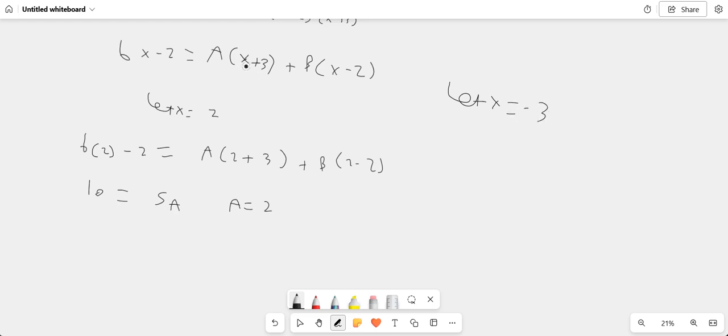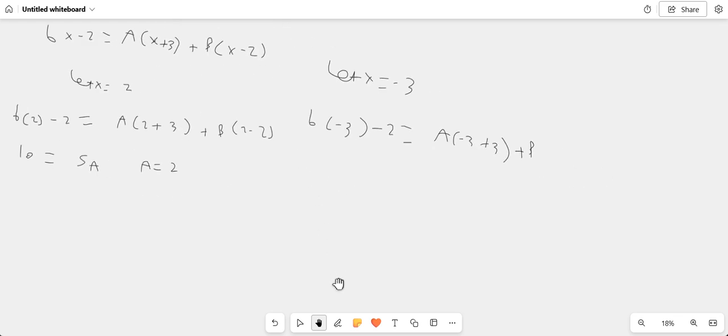Alright, save. Now let x equal minus 3, yeah? The reason I got minus 3 is because this bracket is x plus 3, so the solution to that would be x equals minus 3. So again, same thing: 6 open bracket minus 3, so substitute minus 3 into the left, equals A open bracket minus 3 plus 3, which is going to be 0, and then plus B open bracket minus 3 minus 2. So the left turns into minus 20, and then here you're going to get 0 times A, which is 0, and then minus 3 minus 2 is minus 5. So minus 5B. So therefore B is 4, yeah?